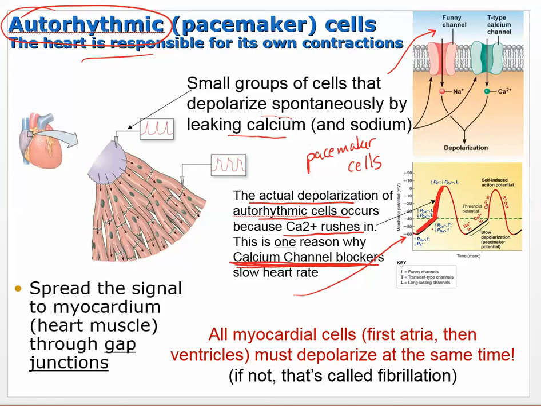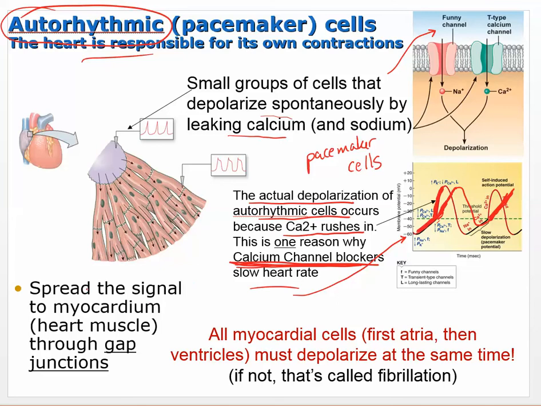So if we were to look again at this graph, we would see that while it was trying to depolarize, it's going to happen a little more slowly. And so that's going to slow the heart rate. Okay? So those autorhythmic cells are going to depolarize more slowly, slows heart rate, and that's going to contribute to reducing cardiac output or lowering blood pressure.